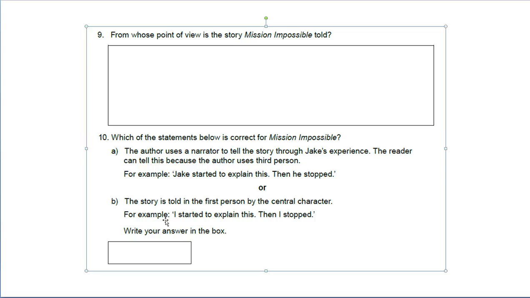Okay, when you look over your story, you'll see there are not very many I's or my's, which means that it's written in third person. Okay, the I's and the my's, they are first person. So the answer is A. The author uses a narrator to tell the story through Jake's experience.